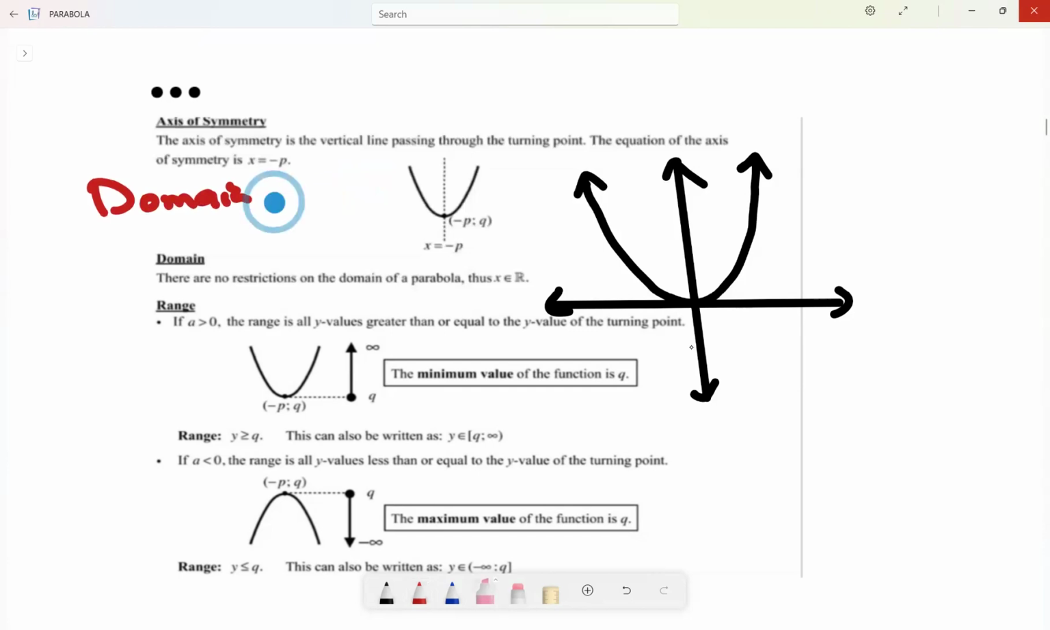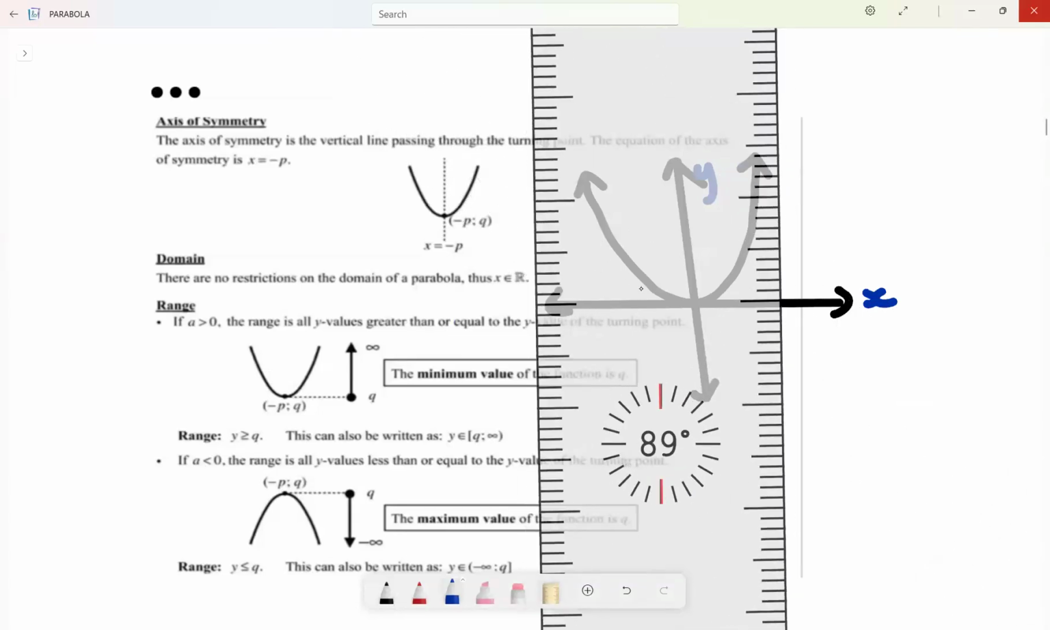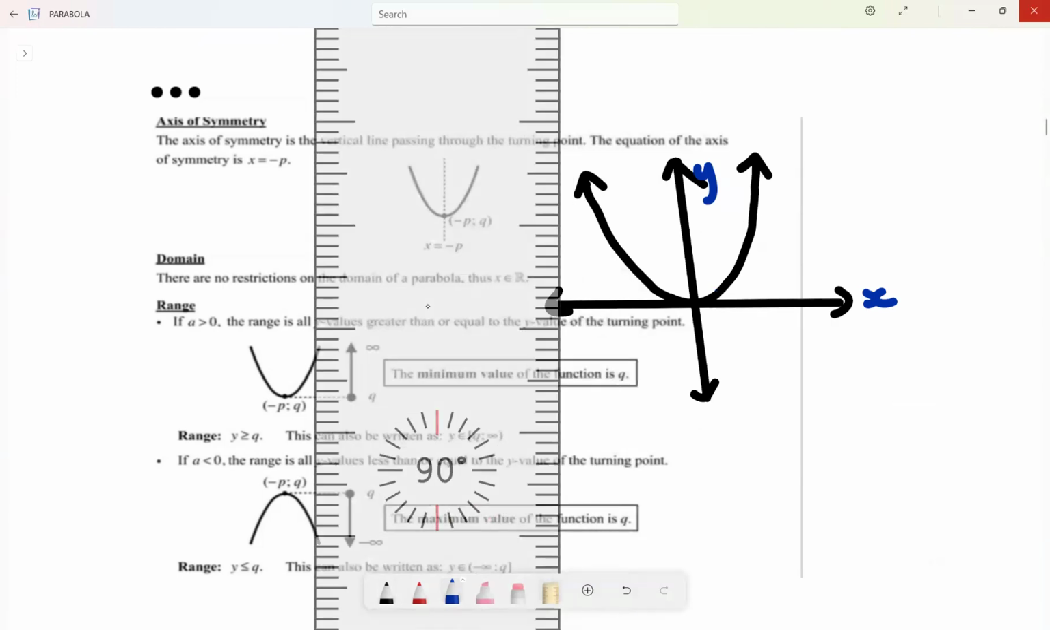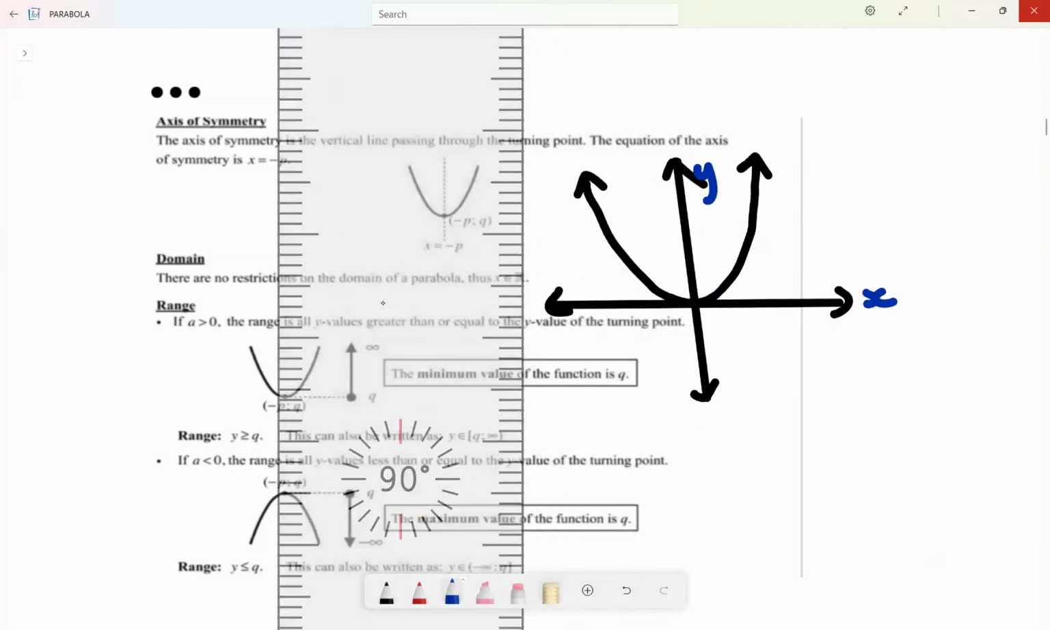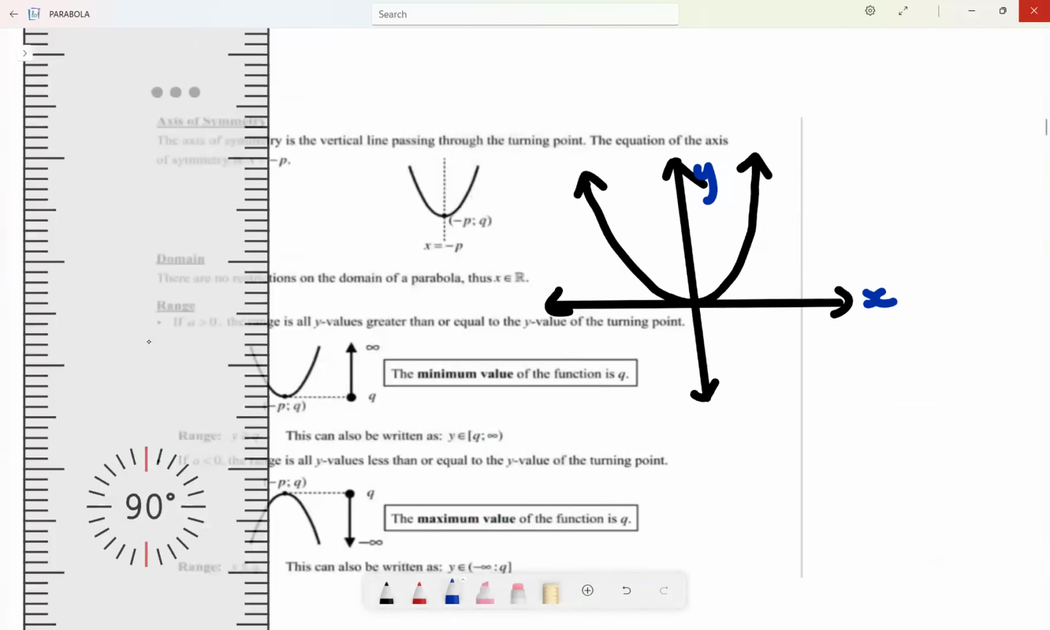When I look at the domain, all elements of x, I'm going to look from left to right. If this is my x-axis and this is my y-axis, I'm going to look at the x-axis and look at all the values of x. I normally use my ruler for this. I used my ruler when I was still learning this in grade 10. Where does this value of x start? From the left. Here it is, negative infinity.